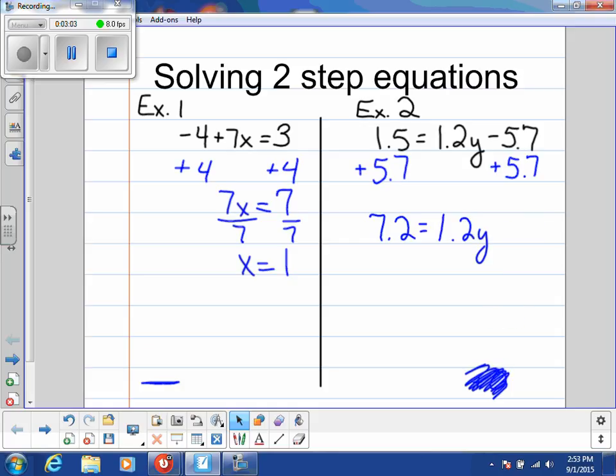Next step is to divide both sides by the coefficient. When I do, the 1.2 over 1.2 cancels out over here. 1.2 divided by 1.2 is 1, and that means I just have 1y. On the right, 7.2 divided by 1.2 is 6.